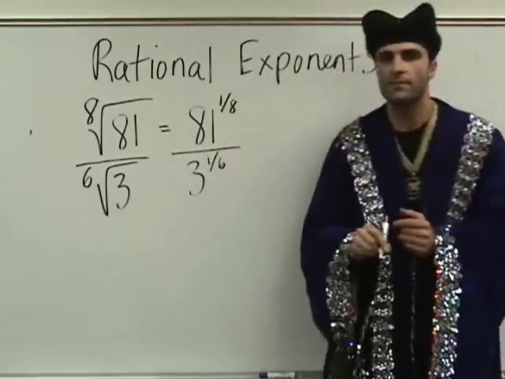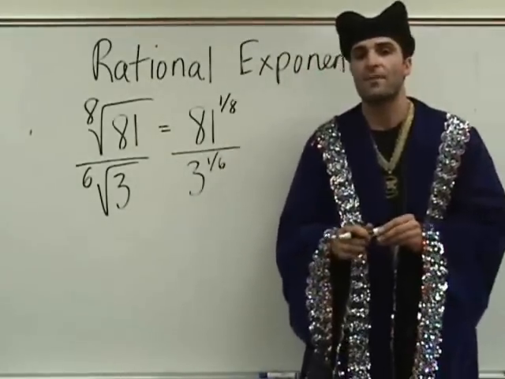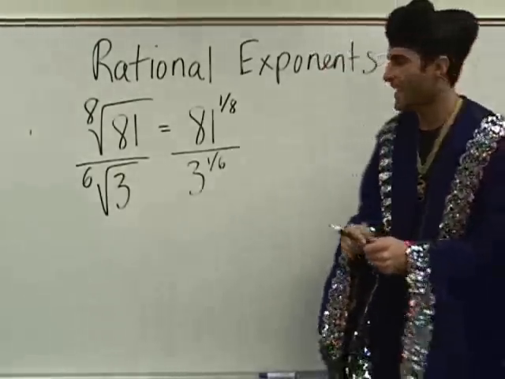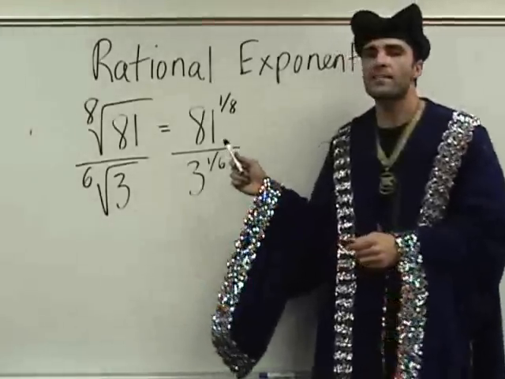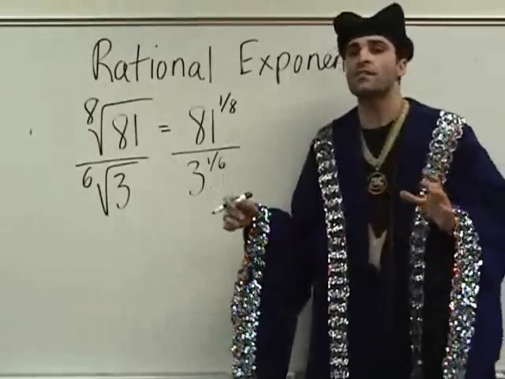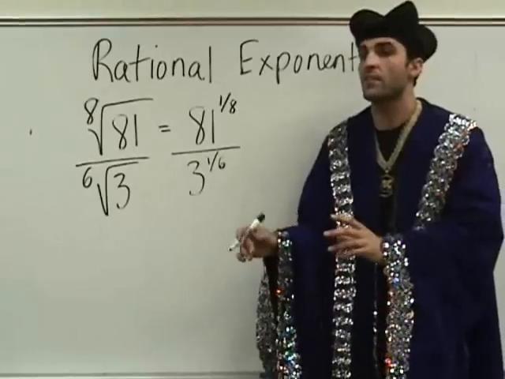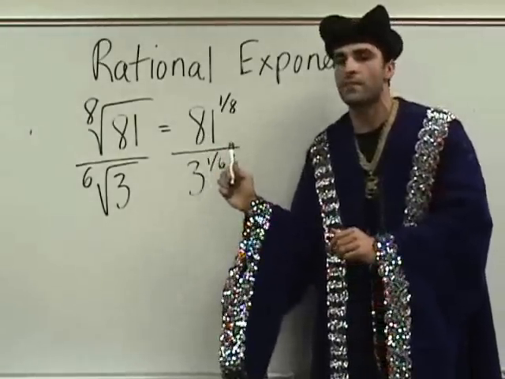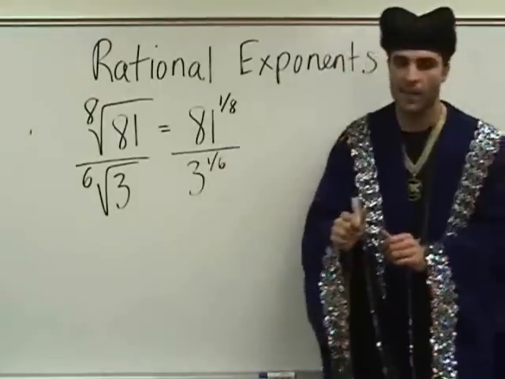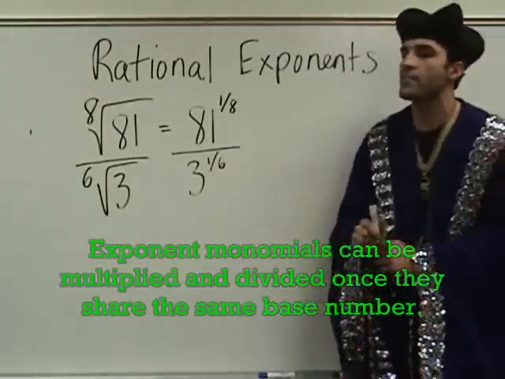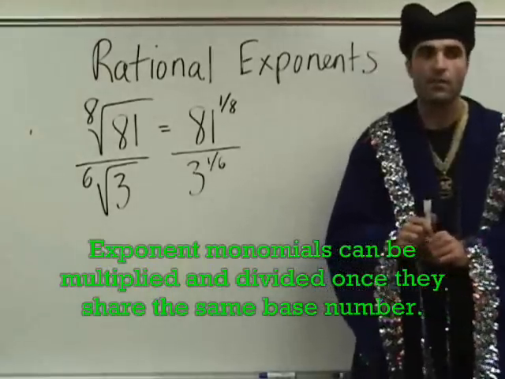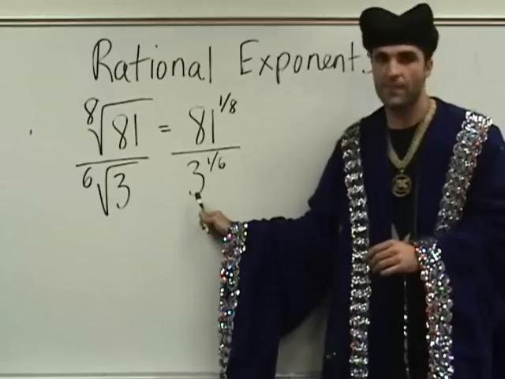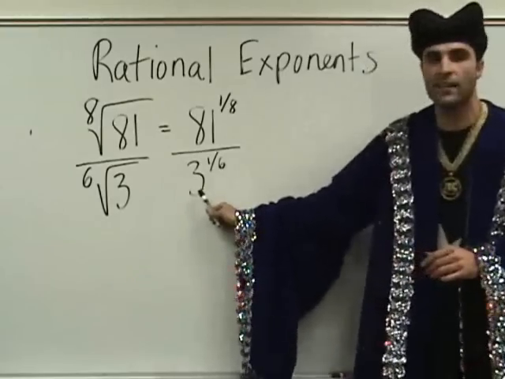So far so good. Now, remember, whenever we're dividing or multiplying exponents, it would be nice to create the same base, as in 81 and 3. What do you think the same base should be? 3 is a good base, so this one's taken care of.